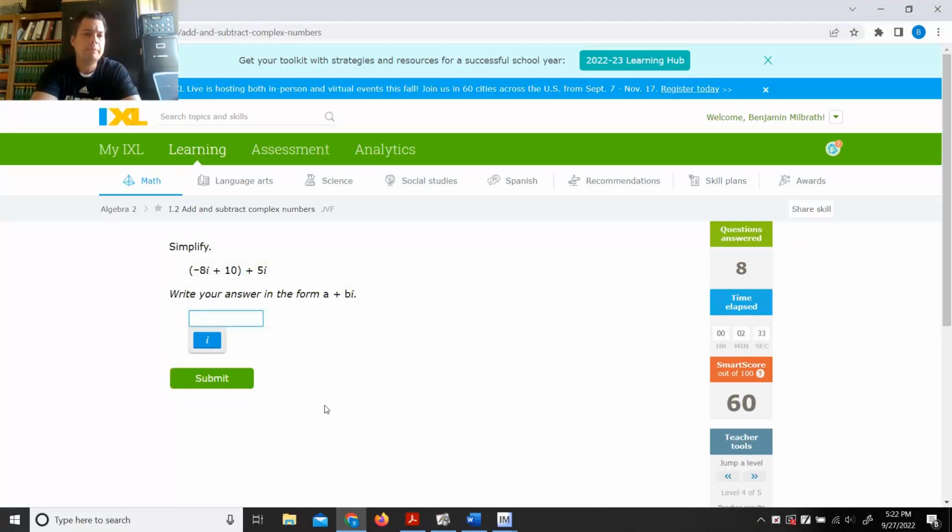All right, same idea on this one. Shouldn't be too big of a deal. Let's bump up to level 5 and see if it gets interesting. No, it does not. Negative 7 plus i and 12 plus i. So negative 7 plus 12 is 5. i plus i is 2i.